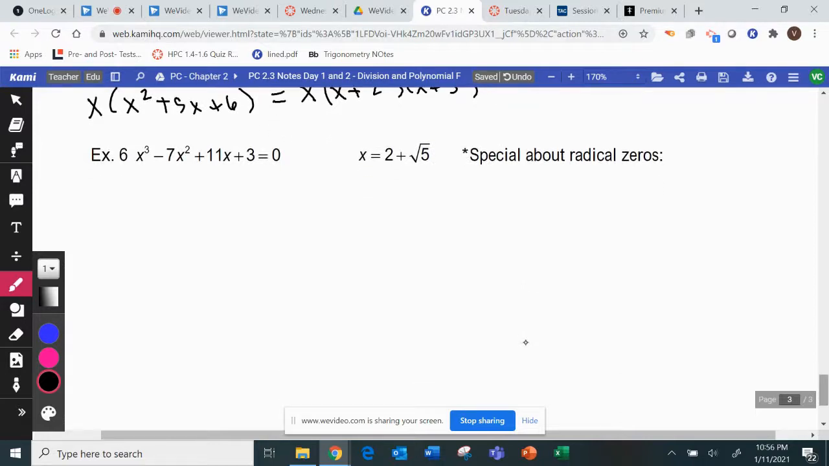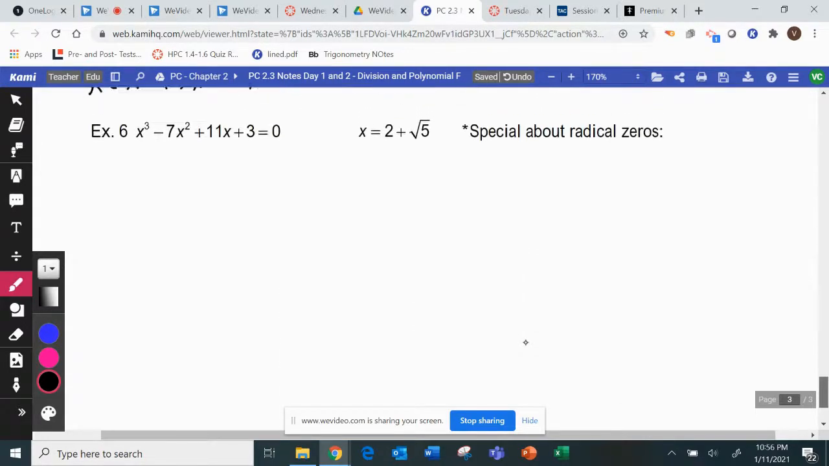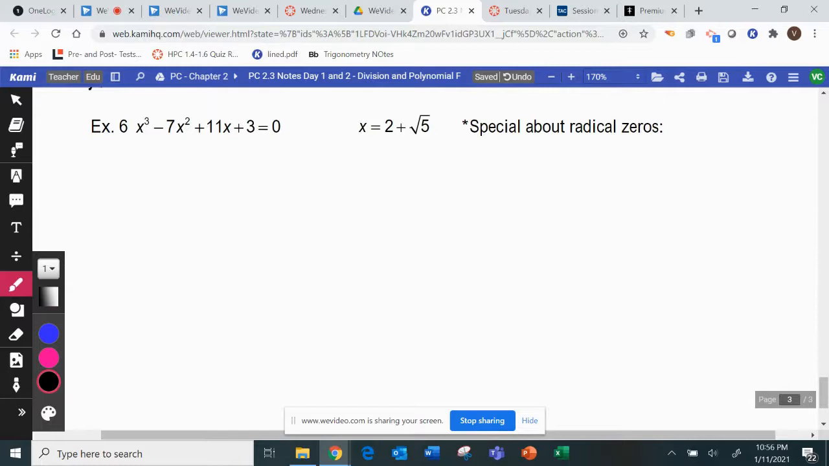All right, example 6 has a radical 0 in it. This is something you should have done in Algebra 2. If you have a 0 that is in radical form or complex, which I'll probably even talk about in a different lesson, which is imaginary, they only come in pairs.